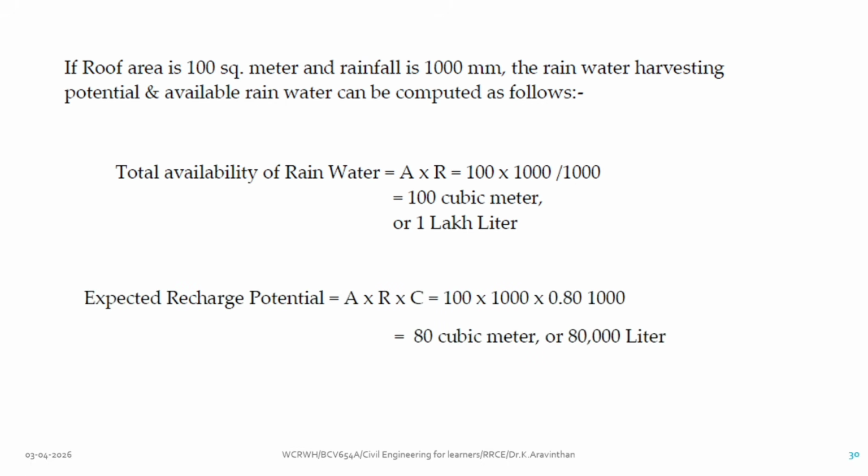Area of the roof is taken as 100 square meter. Now 100 into 1000 mm divided by 1000. So this is divided by 1000 into 0.8, which will give you 80 cubic meter of water. If you multiply by 1000, you will be getting 80,000 liters of rainwater harvesting.